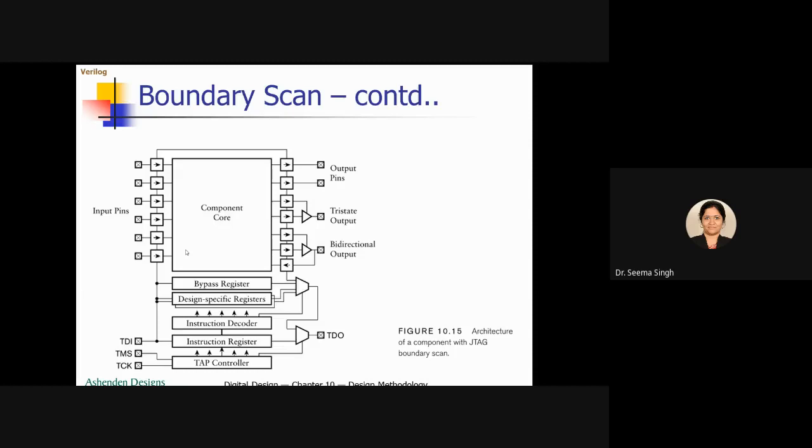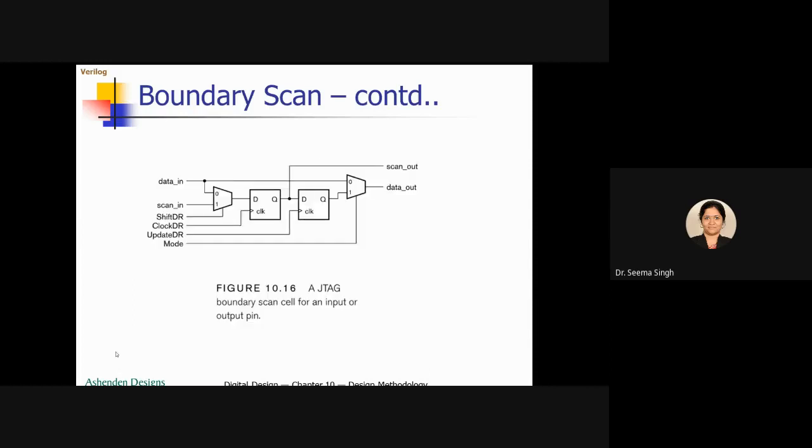So this is what happens when a TAP controller works. What does the TAP controller do? It operates as a simple finite state machine, changing between states based on the value of the TMS input. And here is your TMS input. So this is what happens under boundary scan component testing.